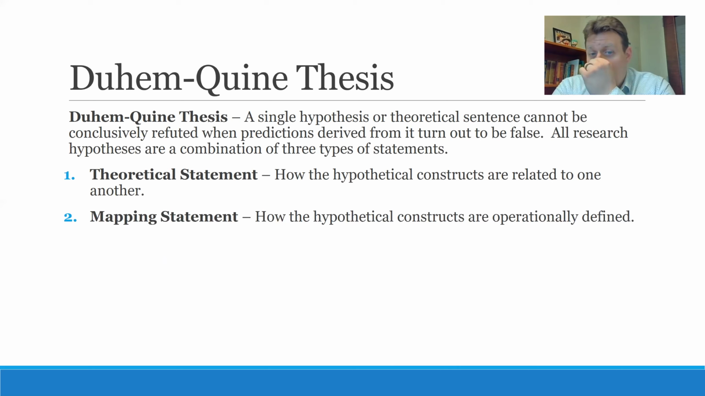Mapping statements have to do with how our hypothetical constructs are operationally defined. Maybe I'm measuring frustration by changing the way that traffic flows. Is that a good measure of frustration, or a good way to manipulate frustration? That's what the mapping statement is all about. Maybe I'm measuring aggression by how many people shoot the middle finger up in the air. Is that a good measure of aggression? That's what the mapping statements are saying.